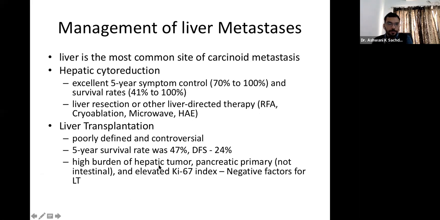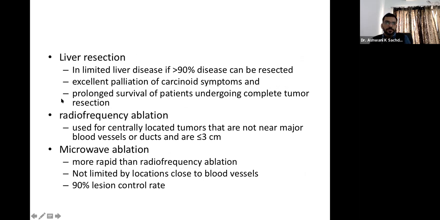High burden of hepatic tumor, pancreatic primary, non-intestinal primary, and elevated Ki-67 index are negative prognostic factors for liver transplantation. So liver resection is done in limited liver disease in which more than 90% of the disease can be resected, preserving a good future liver remnant, and it is an excellent method for palliation of carcinoid symptoms which occur due to hepatic mets, and prolongs survival of patients undergoing complete tumor resection.